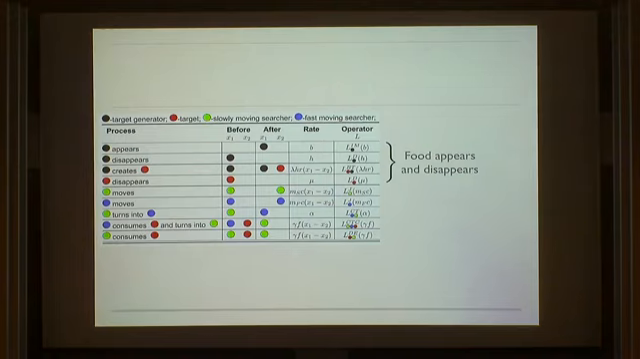Sorry, the target generator is the artificial process, and the red points are the food targets themselves. They also are ephemeral, and this is then what determines the dynamics of the individual as it eats these things and as it moves around.